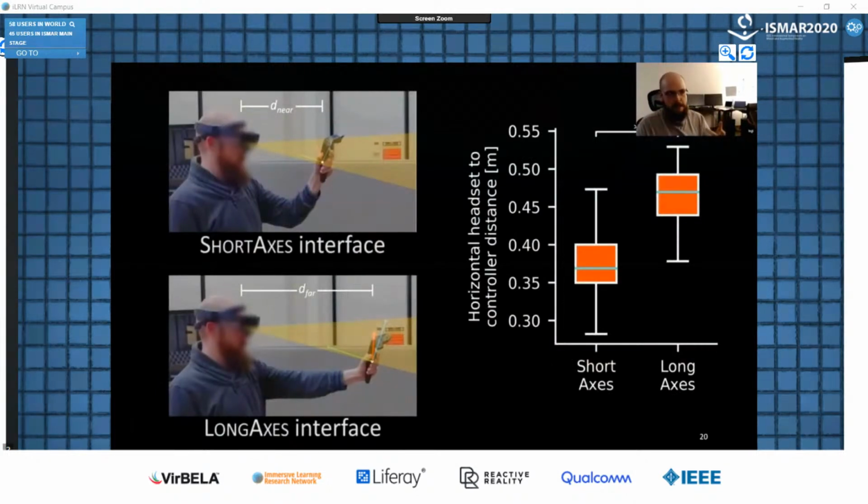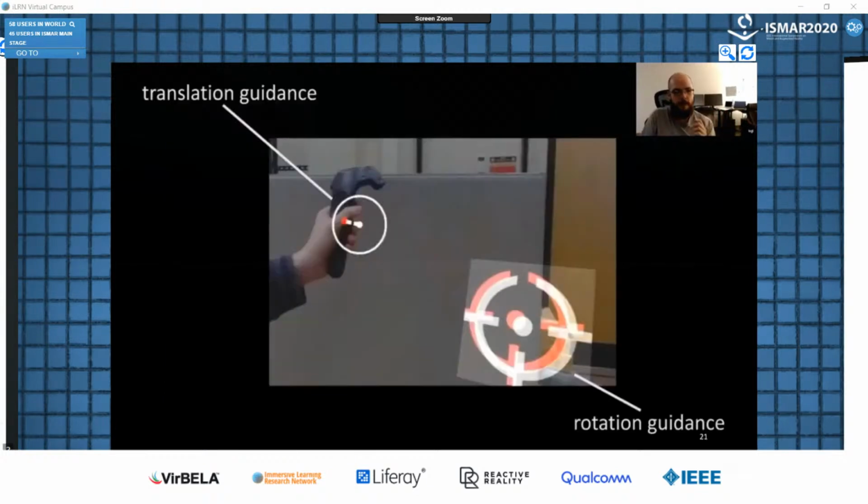Now, one of the interface variants that we tested was the XYZ axis. We had short axes, long axes, and we measured the horizontal distance between the user's head and the user's hand during alignment. We found that there's a statistically significant difference where the longer the axes, the further out the user held the arm. So the users were trying to keep all of the visualizations simultaneously within the headset's field of view, rather than moving the head back and forth to see all parts of the visualization.